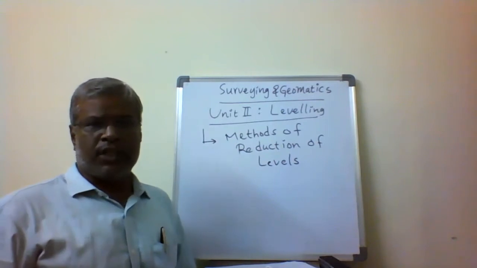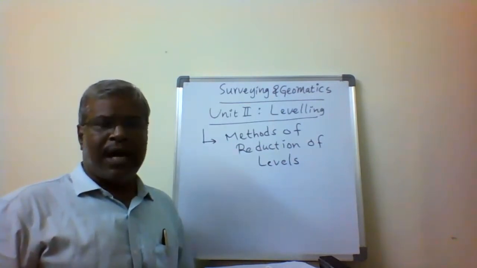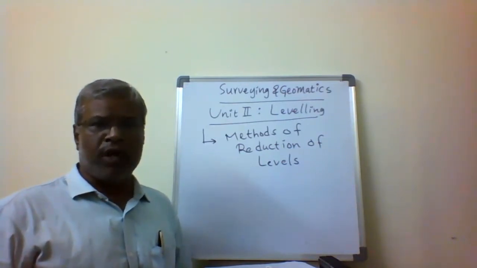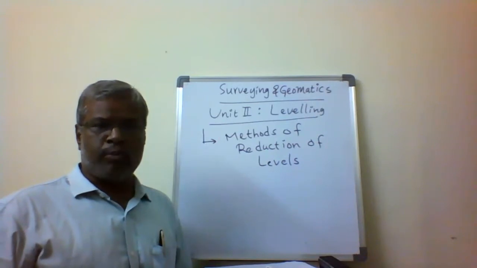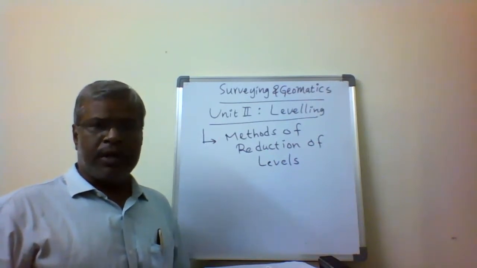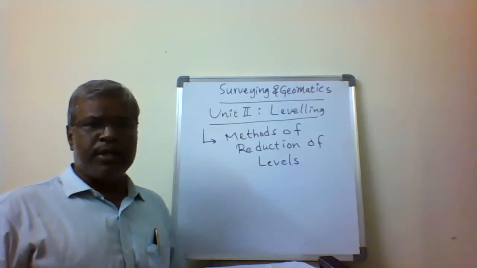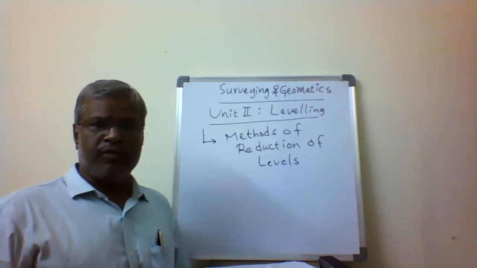So, methods of reduction of levels: how we are going to calculate the reduced levels, or the elevations of the points, from the staff readings. From the staff readings, how we find the elevations of the points is called the reduced level. Today we are going to reduce the levels based upon the benchmark, or the known elevation.